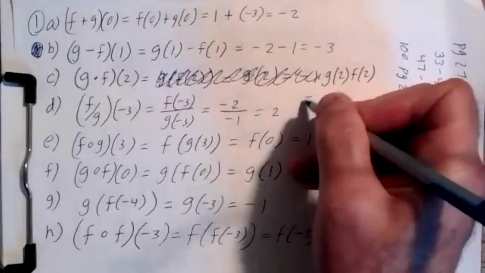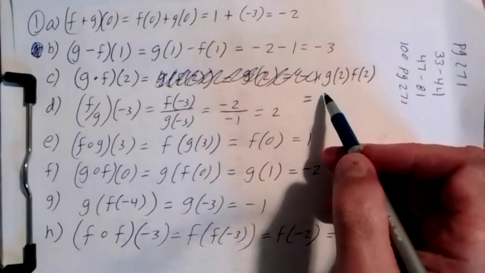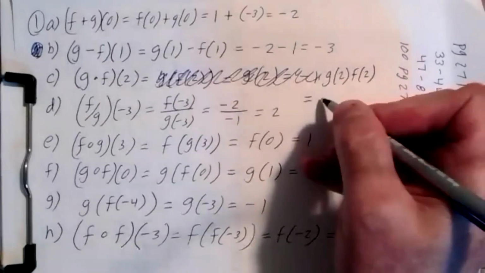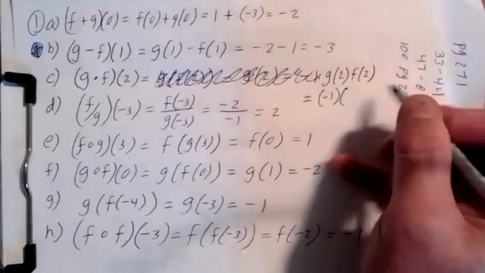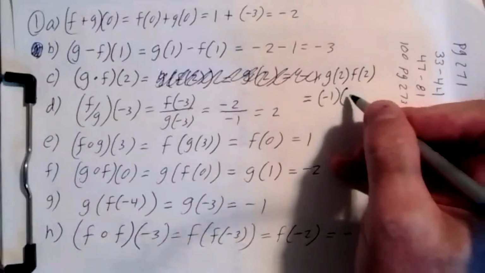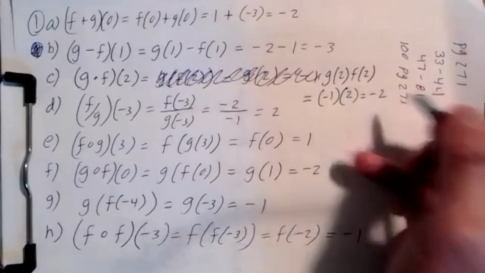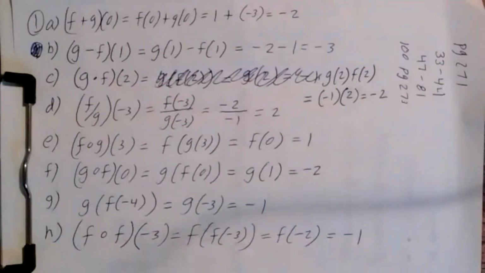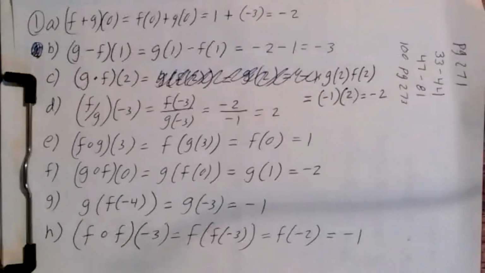Okay. Now, what'd you get for G of 2? I got -1, and then times f of 2 is what? 2. So your answer should be -2. Did we get -2 for C? Yes, that's what it should be. So don't confuse multiplication with composition. There's a huge difference, big difference, so be careful.